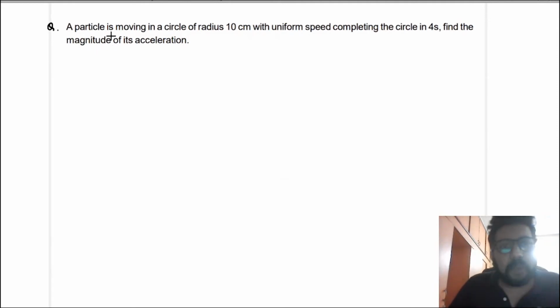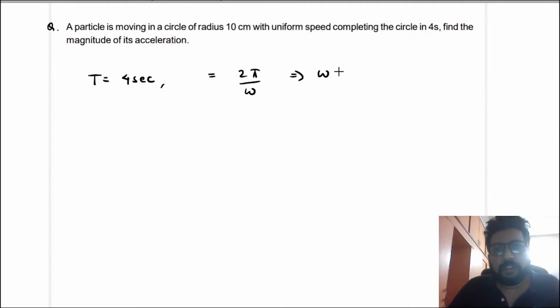Next question, a particle is moving in a circle of radius 10 centimeter with uniform speed, completing the circle in 4 seconds. So the time of completion of rotation is 4 seconds. Then you can say this is equal to 2 pi by omega. So from this you will get the value of angular velocity, 2 pi by 4, and that is pi by 2 radian per second.